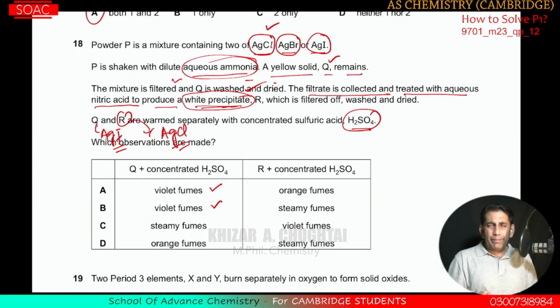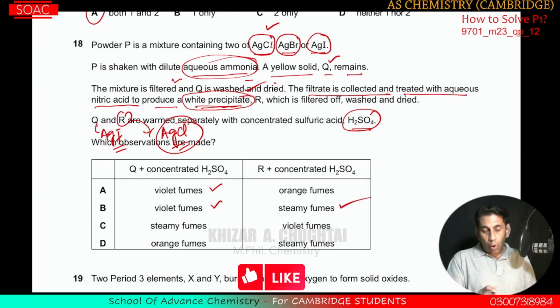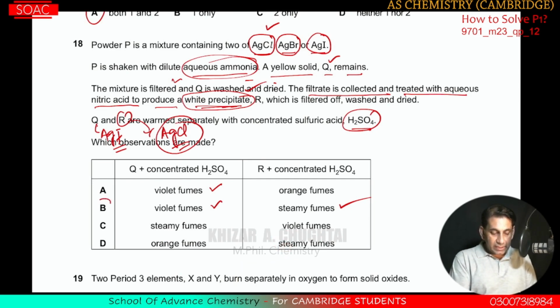Whenever any solid compound containing a halide ion, iodide ion especially, is allowed to react with concentrated sulfuric acid, there is a formation of iodine, so white fumes may be observed. What is happening when the Cl negative ion as a halide ion is allowed to react with concentrated sulfuric acid? Then only steamy or misty fumes are formed. There is no further reaction. So B is the correct option.